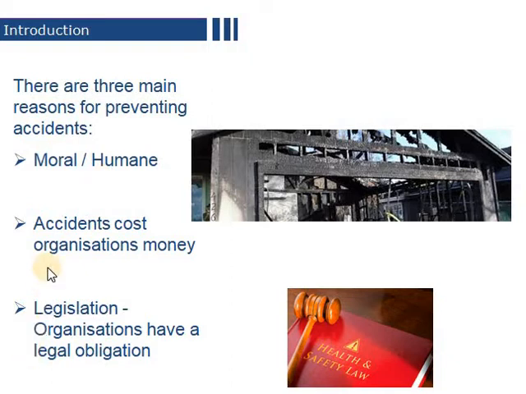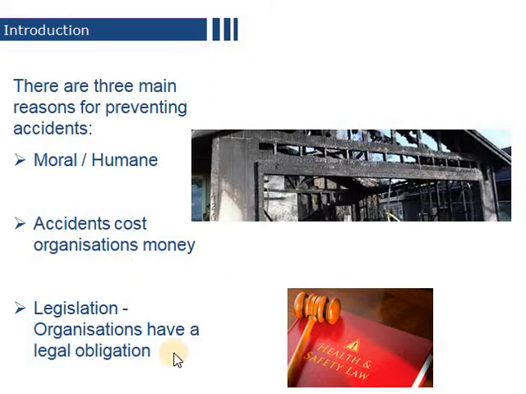The second reason is that accidents cost organizations money. When accidents happen, work will stop and production lines will be shut down, so this is a huge loss to the organization. In addition to the immediate losses due to accidents, such as the damage of equipment and facilities that has to be repaired or even replaced.